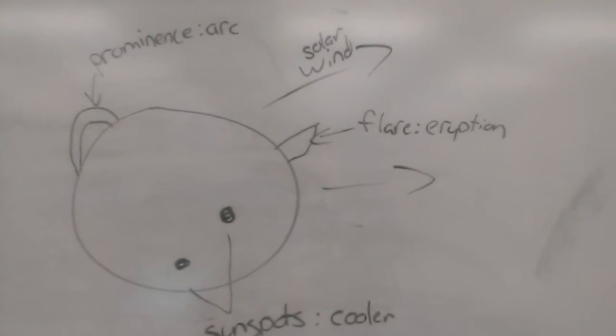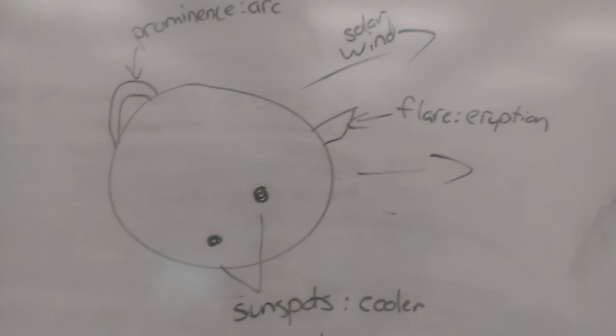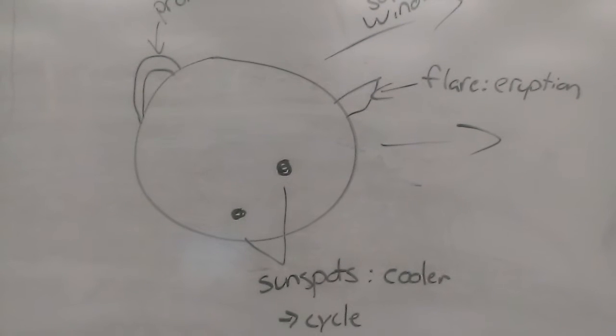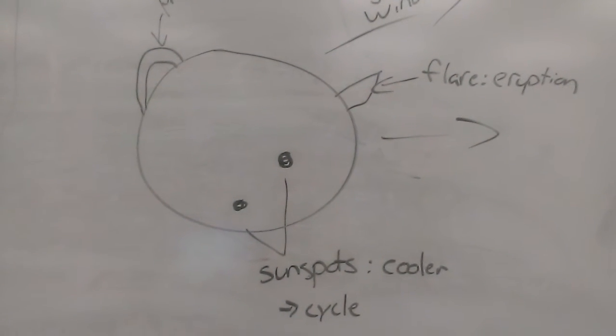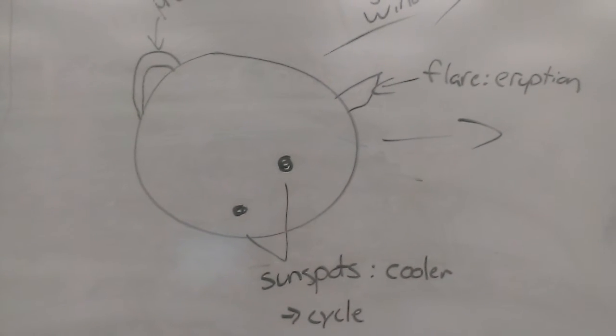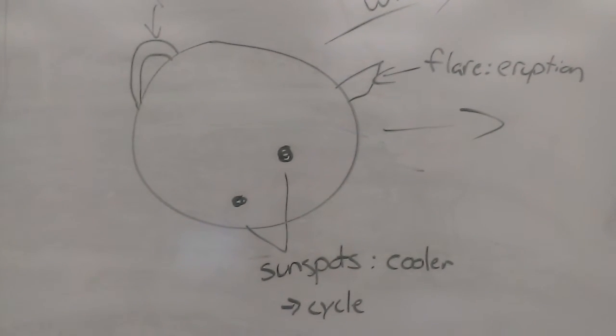Now let's slide over here and look at the sun as a whole from the surface. So if we're looking at it from the surface, we can see different things happening on the surface. The dark spots are called sunspots. They're cooler than the rest of the sun's surface, and they have a cycle. So you have a solar maximum when there are many sunspots, and a solar minimum when there are the least sunspots, and that's sometimes called the solar cycle.